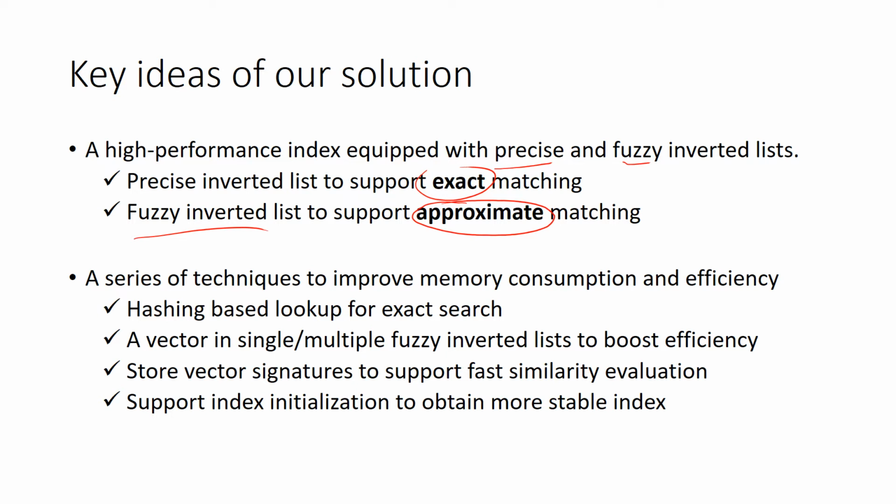We also propose a series of techniques to improve memory consumption and efficiency. Specifically, we design hashing-based lookup for exact search, allow a vector to be stored in multiple inverted lists to boost efficiency, and store vector signatures instead of the whole vector to support fast similarity evaluation.